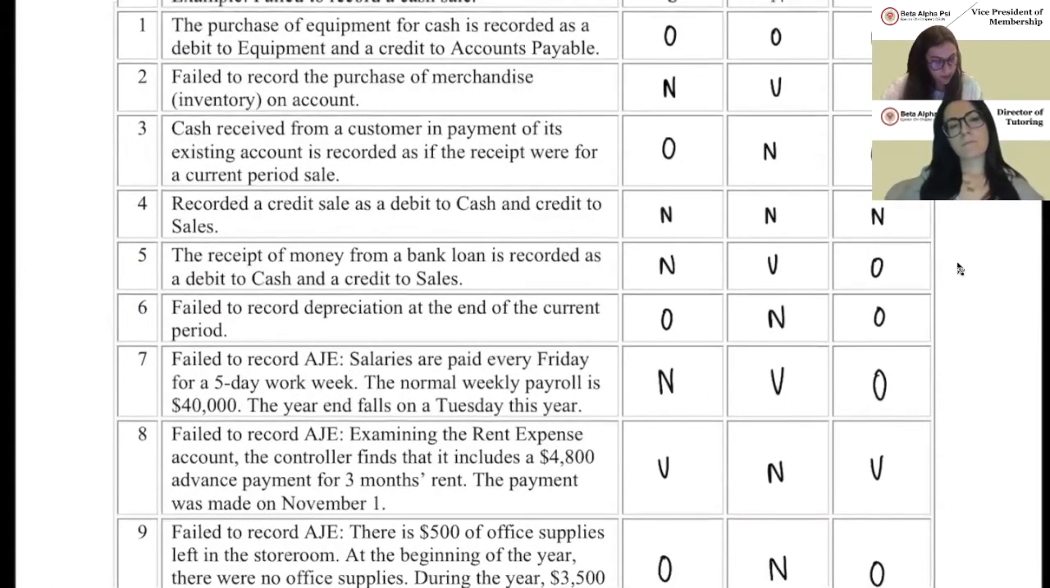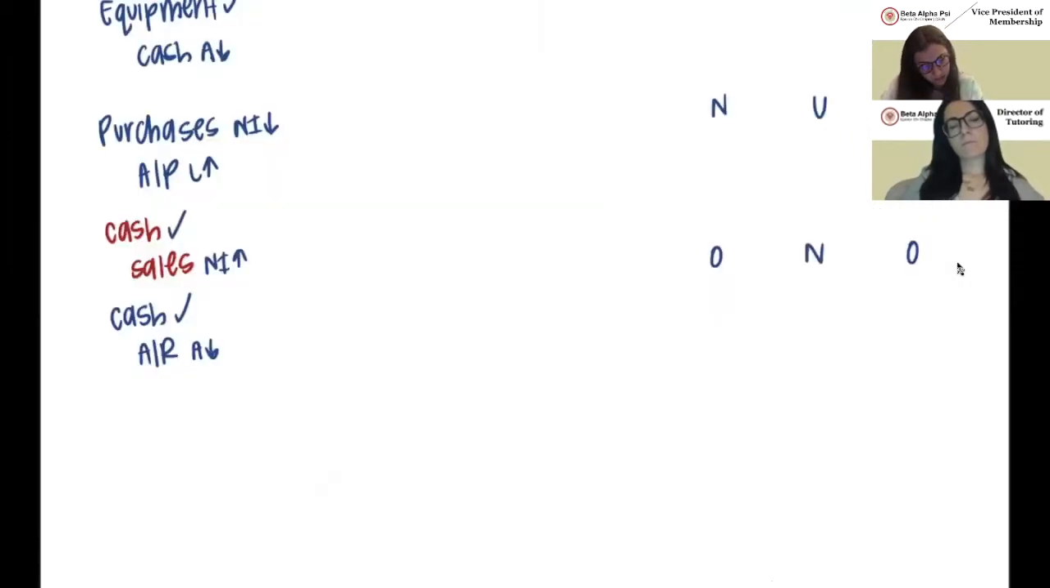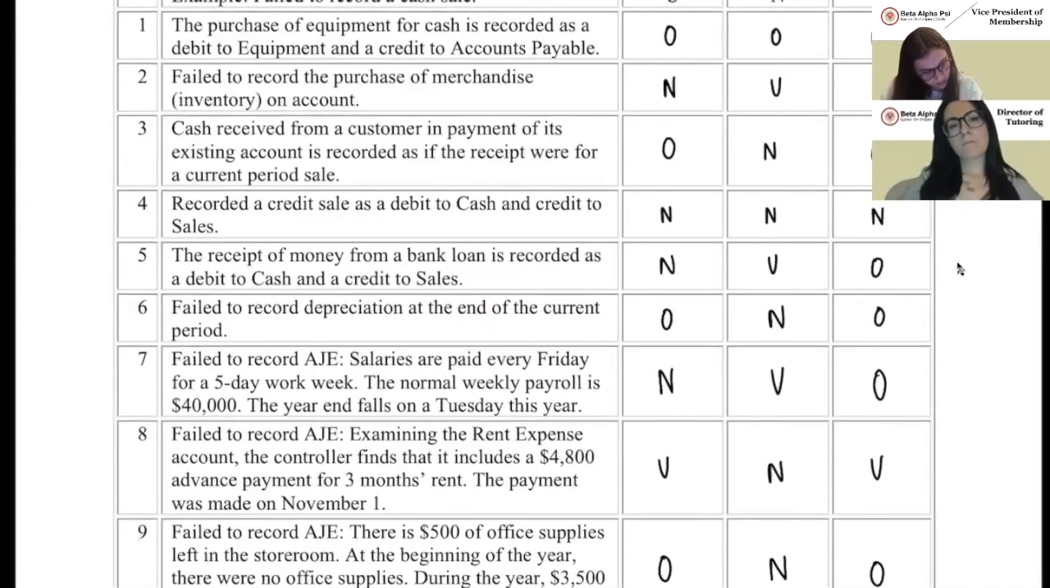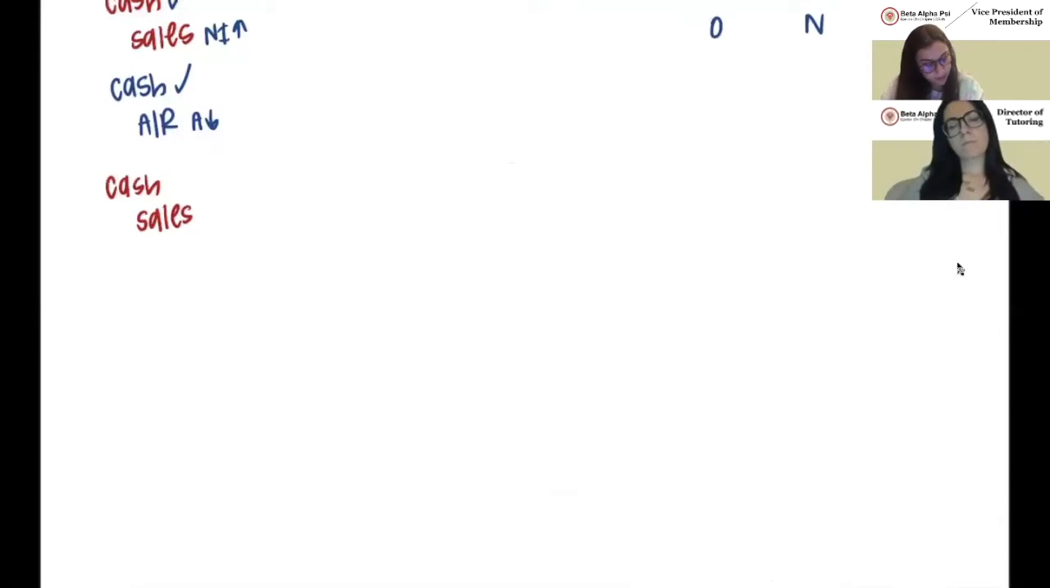All right, number 4, recorded a credit sale as a debit to cash and a credit to sales. So what they did was they debited cash and then credited sales. What they should have done, because it was a credit sale, they never got the money for it, or they haven't gotten the money for it yet. So they should have increased their AR account and credit their sales. So let's check off the sales because that was correct.